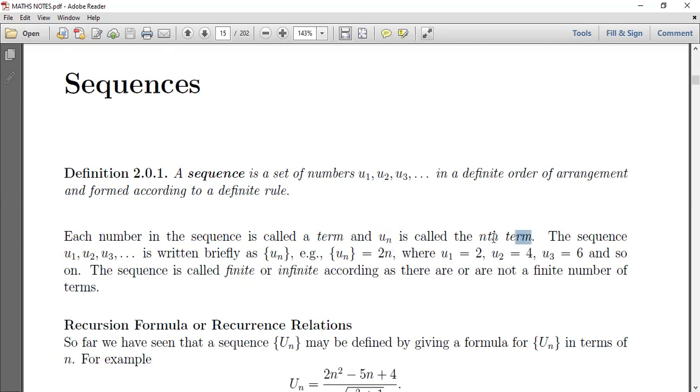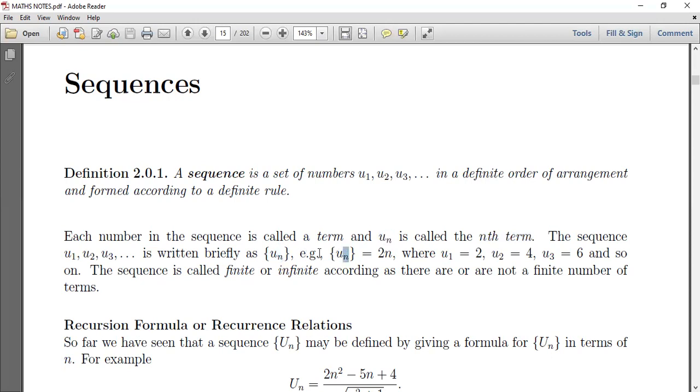So the nth term in a sequence is very important because it gives us a formula that we use to come up with any term in our sequence. Okay. It's usually written as Un.